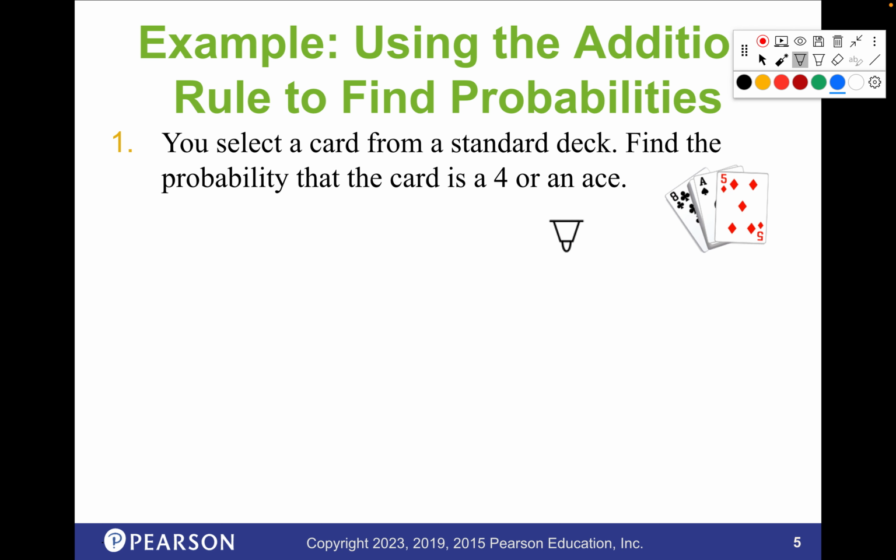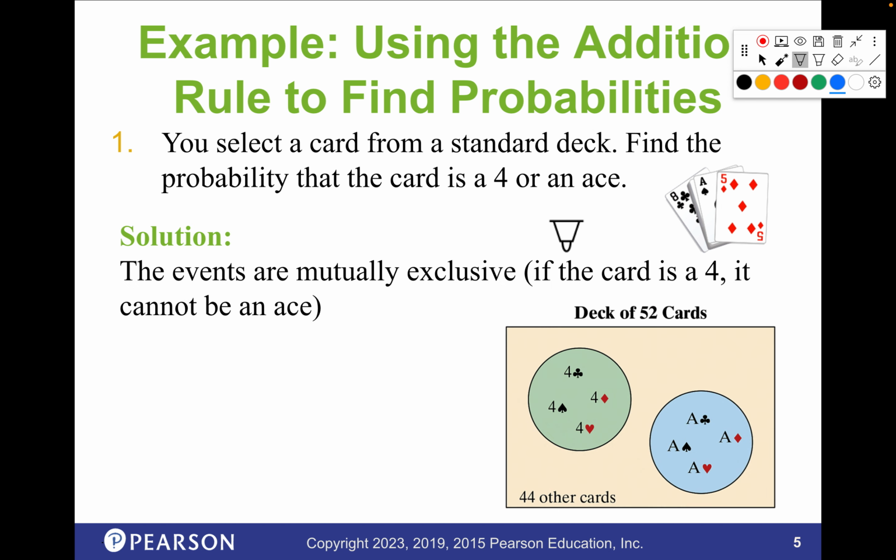Okay, so let's see. You select a card from a standard deck. Find the probability that the card is a 4 or an ace. So 4 or an ace, are those mutually exclusive or are they not? Is there a card that's both a 4 and an ace at the same time? No. So they are mutually exclusive. So when we calculate this probability, there is no overlap.